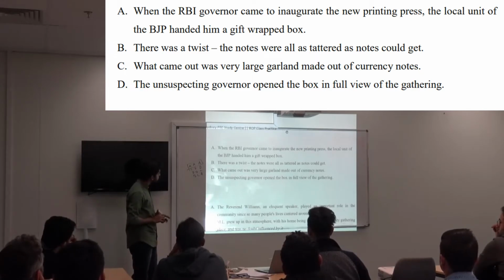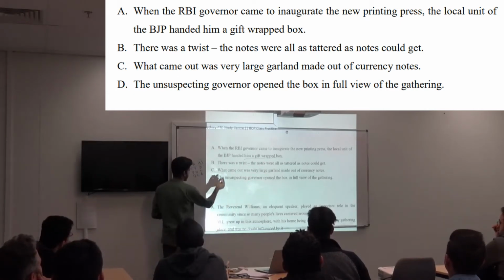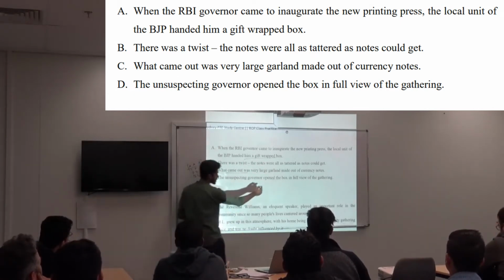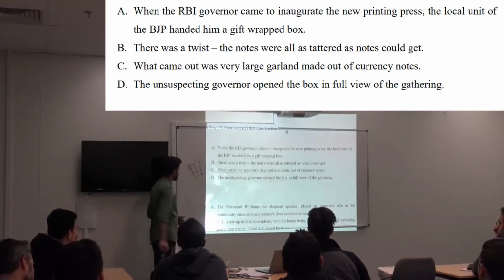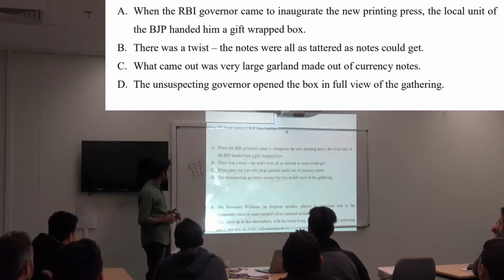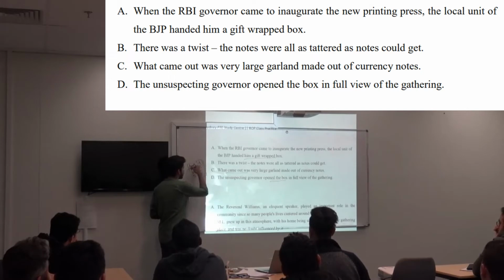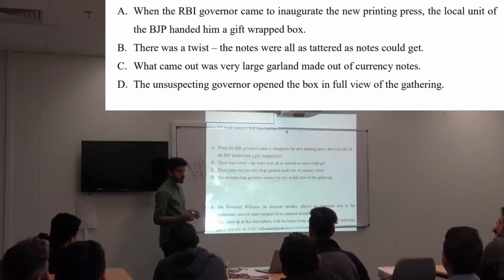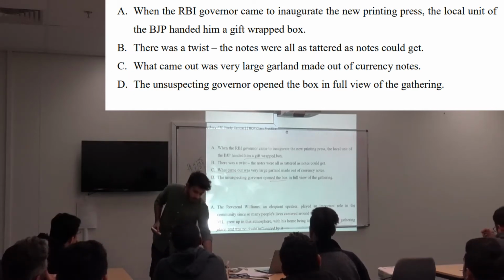Okay, look, somebody handed him a gift wrap box, so you cannot say what came out, because there is a sentence where they open the box. Before opening, something cannot come out. AD, yes, then CB. There was a twist, the notes were all catered as notes could get, what came out? CB. You gave him a box, he opened it, something came out, there was a twist. Make sense? That is the answer. But now I want to show you something.